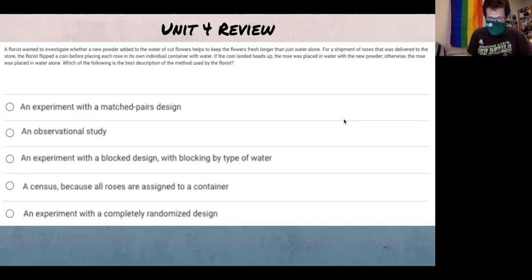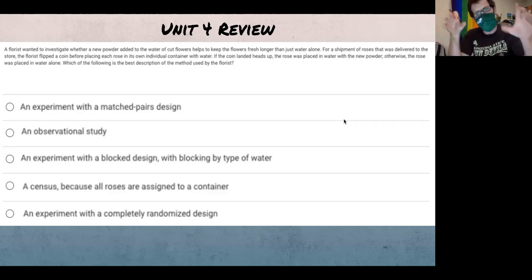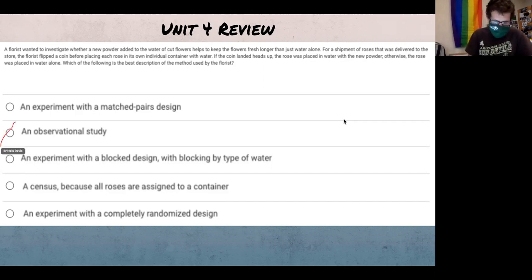Now this is a little bit more conceptually deeper than the previous questions, perhaps. Now you can have an experiment. This is an experiment because she is assigning treatments randomly. So it's not an observational study or a census, but the question is, what kind of experiment is it? Matched pairs, block design, or completely randomized design?